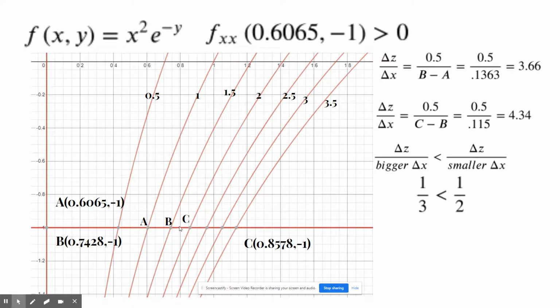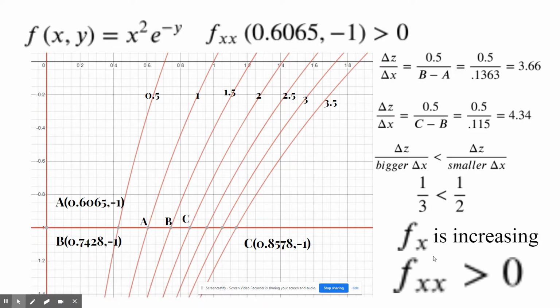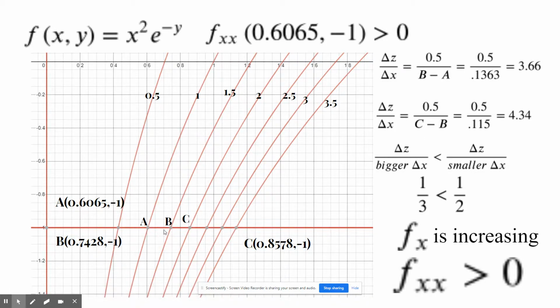So therefore, you could say that my fx, or the average rate of change, is increasing over these two intervals here. So we could say the partial of f with respect to x, or the first partial in the x direction, is increasing. And so therefore, fxx is going to be positive in that scenario. Again, you just want to look at the change in the z values. The z values are increasing, and then you want to look at the difference between each one of the points going in the positive x direction.